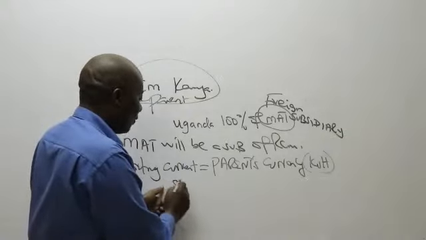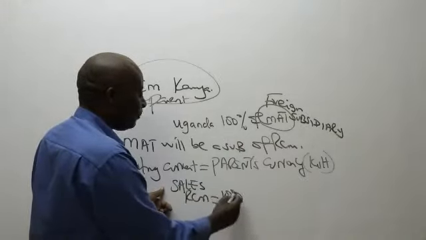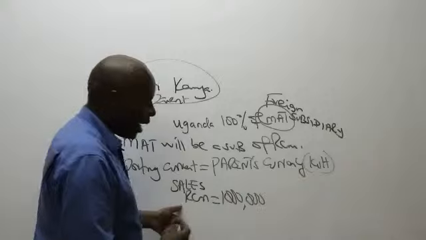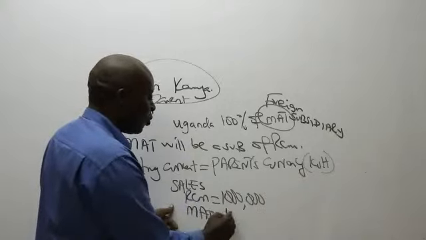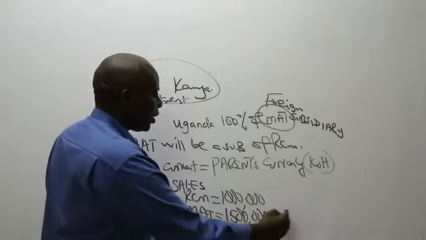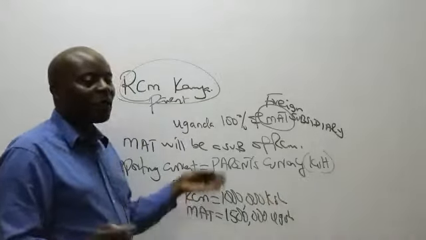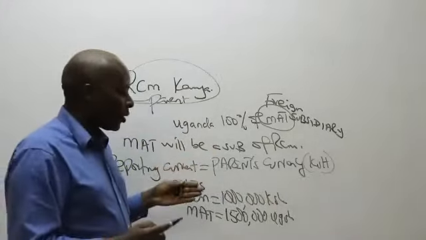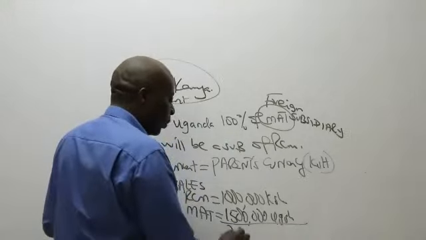So for example, if sales of RCM is 1 million, and then we have sales of MAT in Uganda is 1.5 million. These are Uganda shillings. These are Kenya shillings. Kuna siku mwanafunzi alinifurahisha sana. Alisema consolidation. Consolidation ni ku-add. Sasa anakuja na add hizi pamoja, ati anapata 2.5 million.